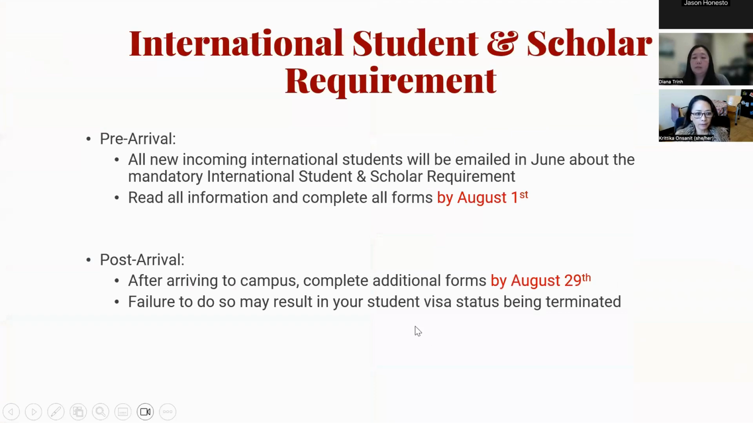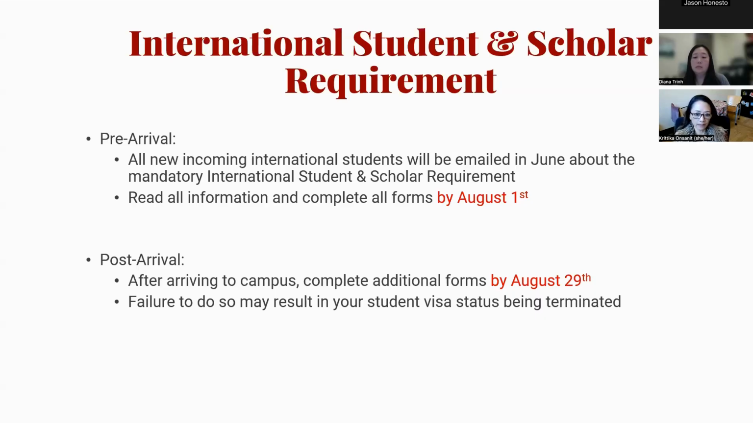Okay, so we have what is called an International Student and Scholar Requirement. It's a set of forms and instructions that we need all new incoming students to complete, with important information that our office uses for planning and for our immigration records. It's divided into 2 stages.